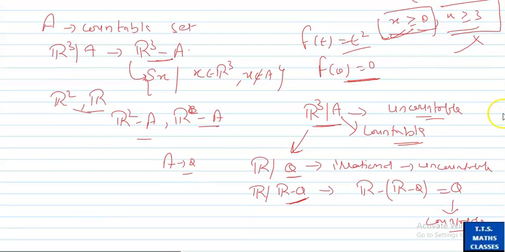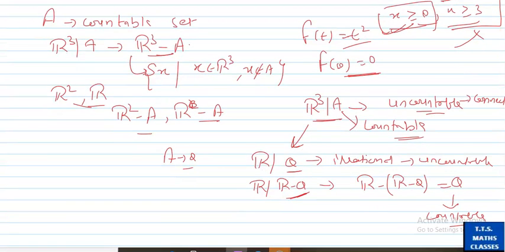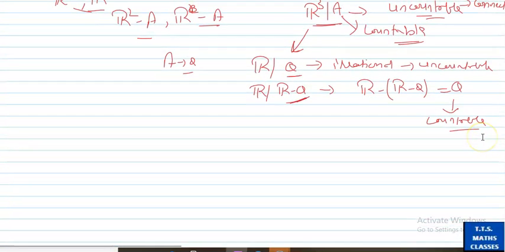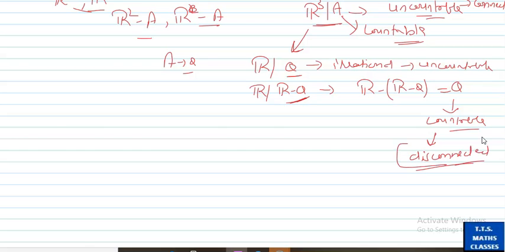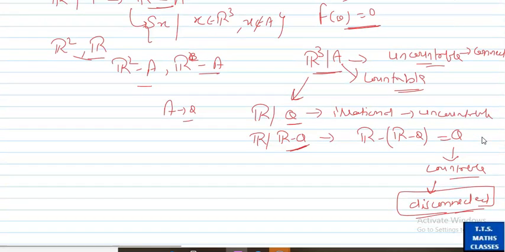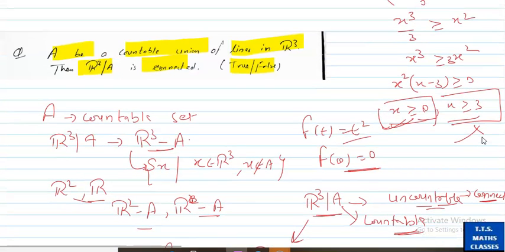So therefore, for this statement, uncountable means we can say that it is connected, and countable means it is disconnected. Countable means it is disconnected, meaning if we take a countable set here, then the result will be uncountable. Uncountable means it is connected. Okay, so this one is true.